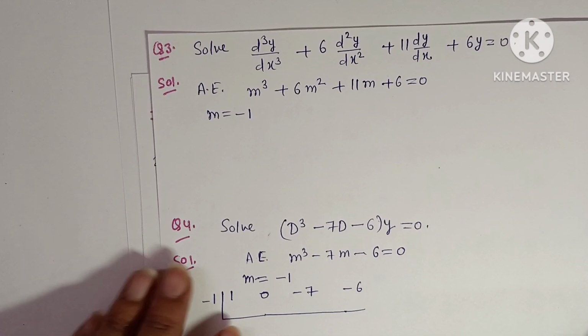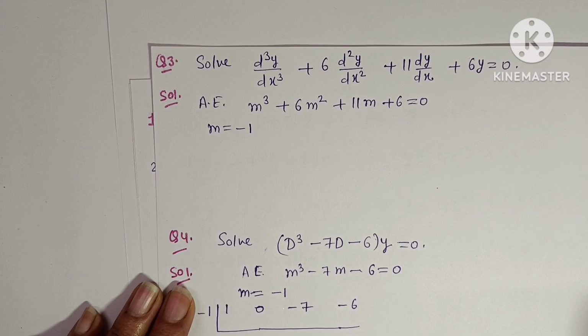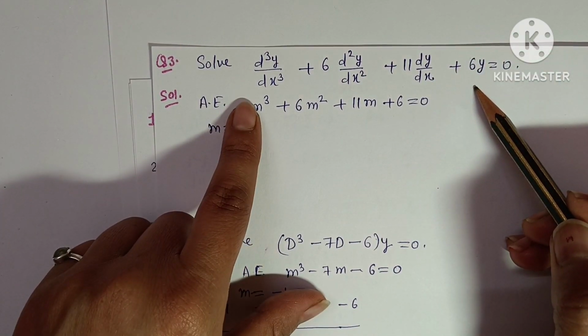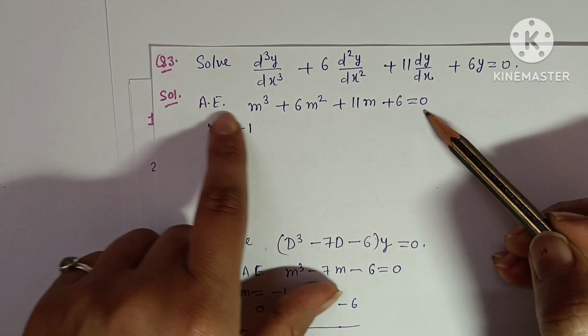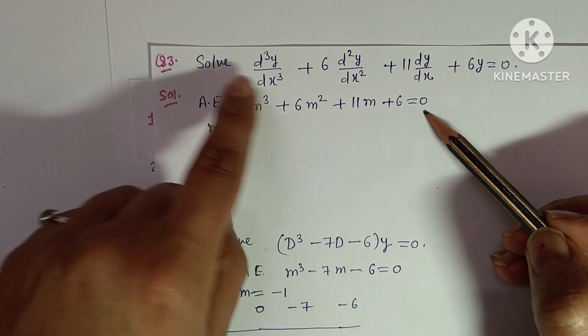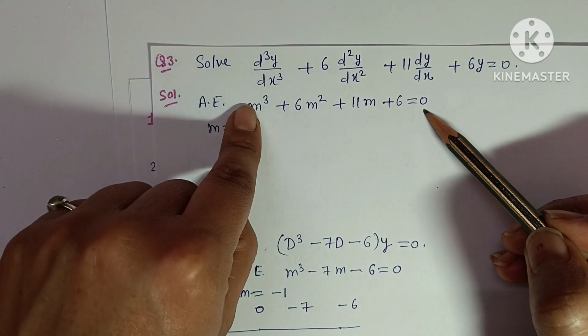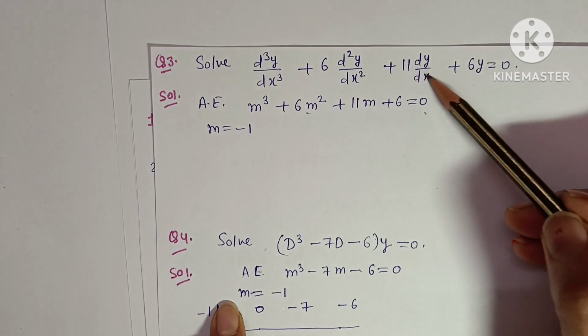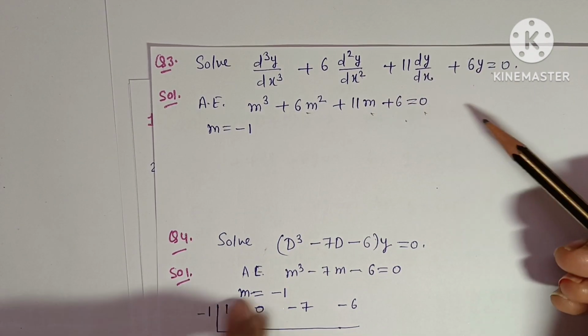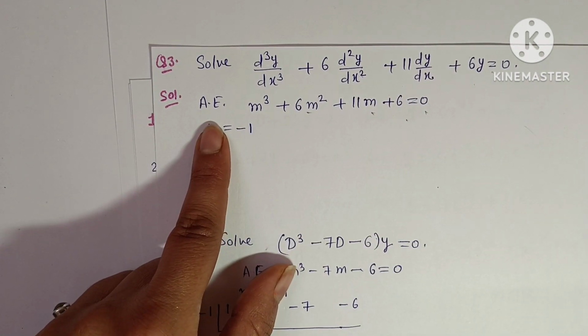So let's come to the next question. In this third question, you are given this third order differential equation. So first I have written here the auxiliary equation, very simple. Third order derivative is replaced by m cube, second order by m square, first order by m, y by 1. So this is a cubic equation in terms of m.